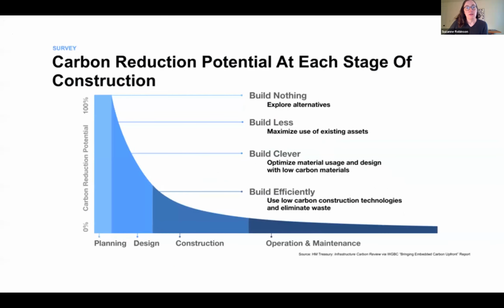Oops, sorry, I went too fast. So back to this, I did want to spend just the last few minutes that we have here talking about carbon reduction potential at each stage of construction, specifically that first part, the build nothing.